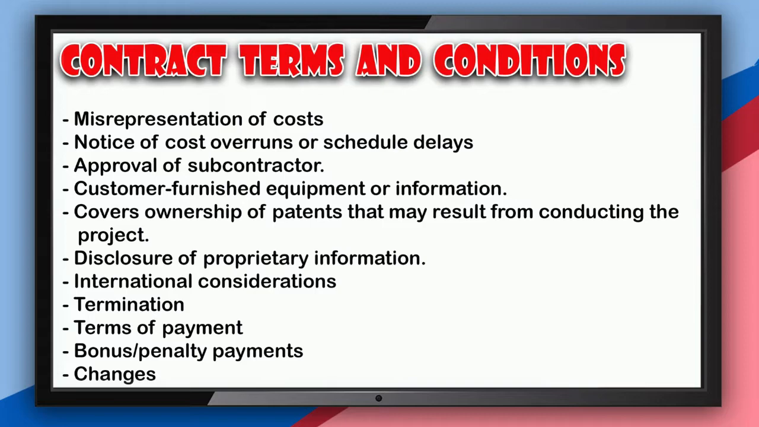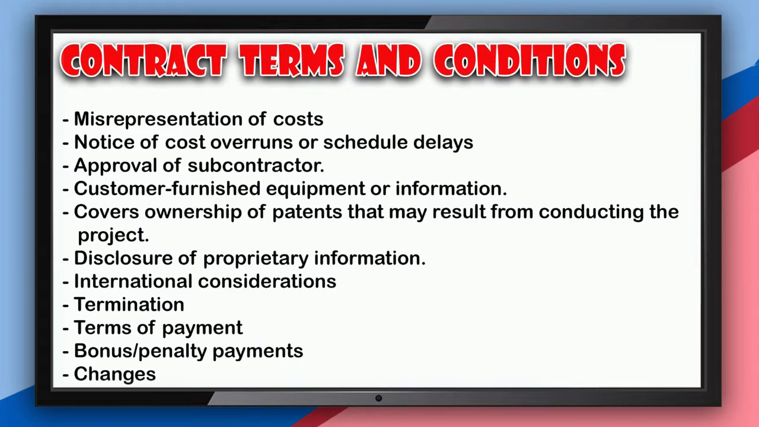Number seven, international considerations. Specifies the accommodations that must be made for customers from other countries. Number eight, termination. It states the conditions under which the customer can terminate the contract, such as non-performance by the contractor. Number nine, terms of payment. Addresses the basis on which the customer will make payments to the contractor.